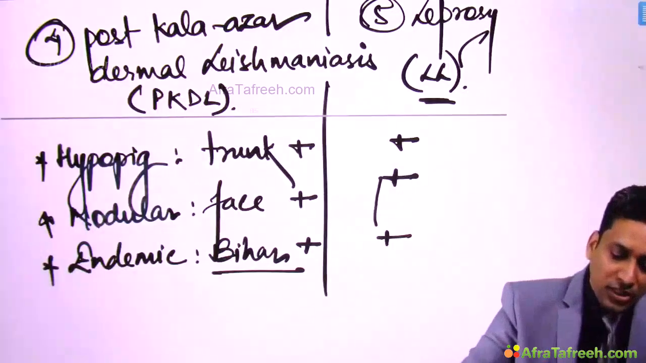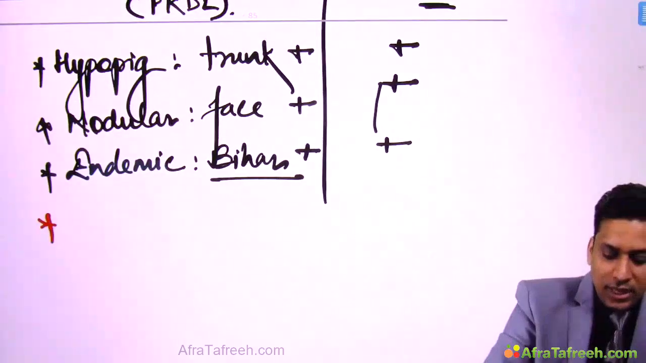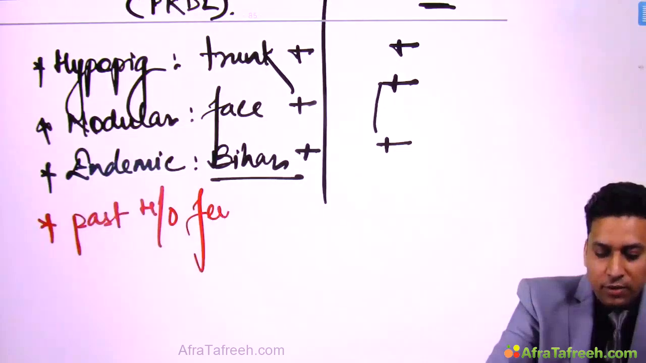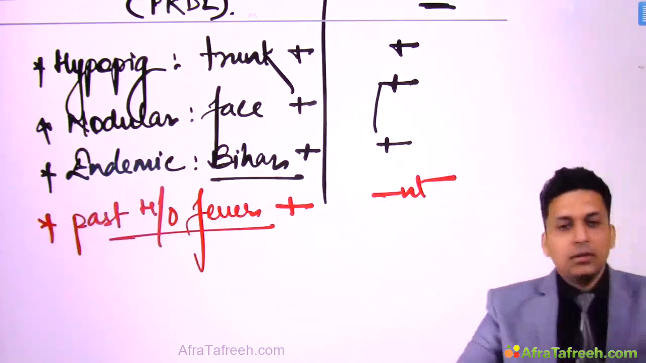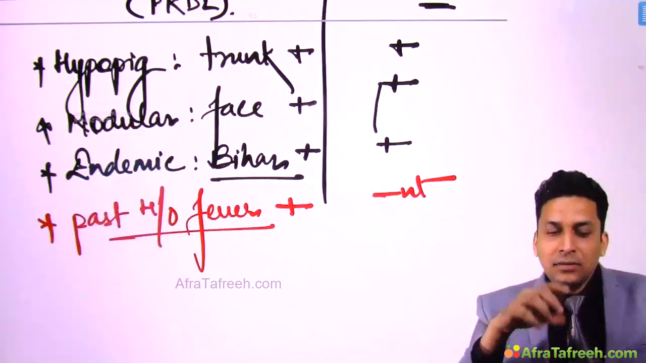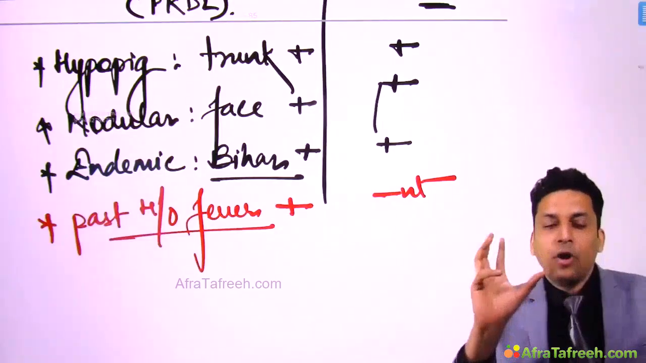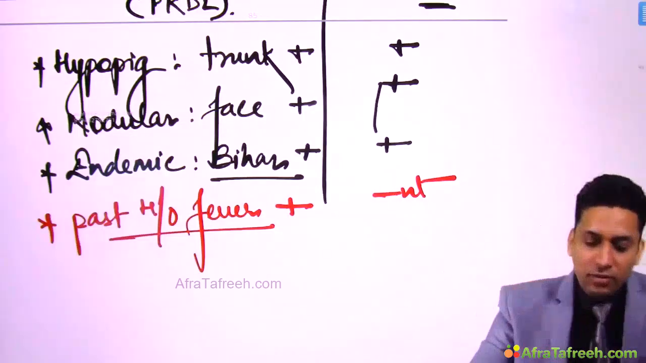Okay, so if these points are the same, you should look for these points, that is past history of fever. It is present in PKDL, absent in leprosy. Why? Because this is post Kala Azar. When Kala Azar occurred, when visceral leishmaniasis occurred, there was a long history of fever. Now this is post Kala Azar, so there is a past history of fever associated.